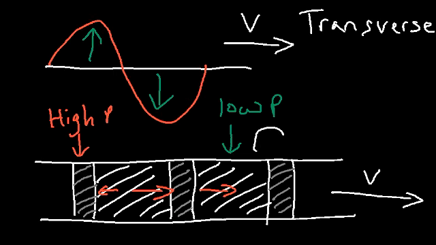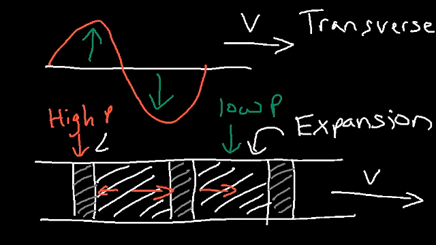So in the region of low pressure, you have expansion. The air molecules expand in this region. This is also known as rarefaction. In the regions of high pressure, you have the molecules compressed. Compression occurs at that region, so the density is higher at that point.